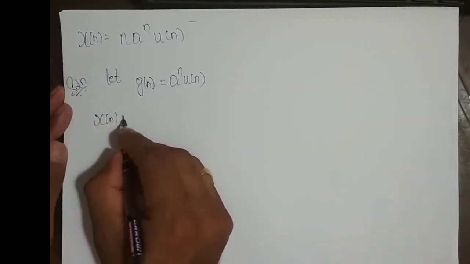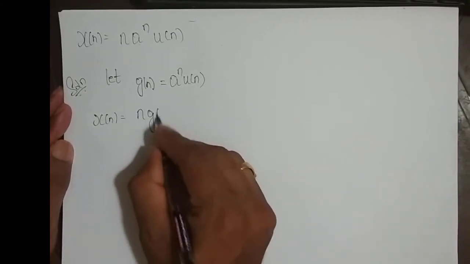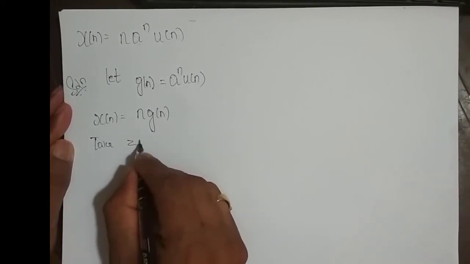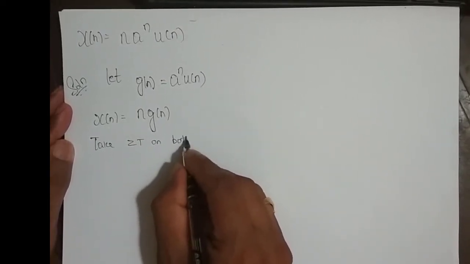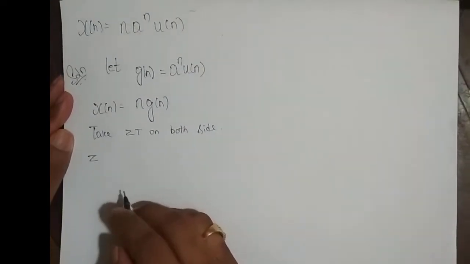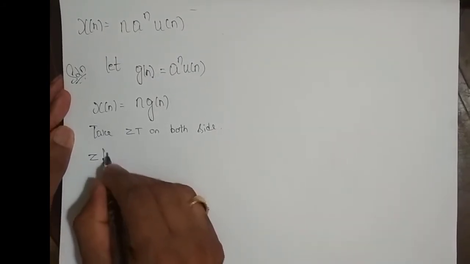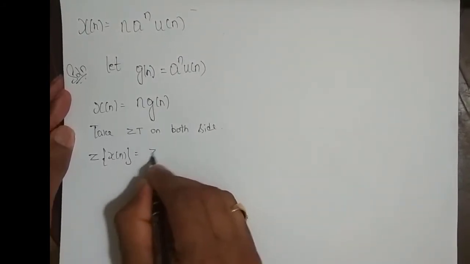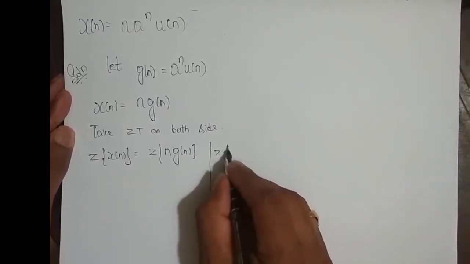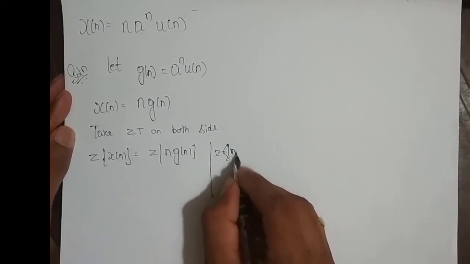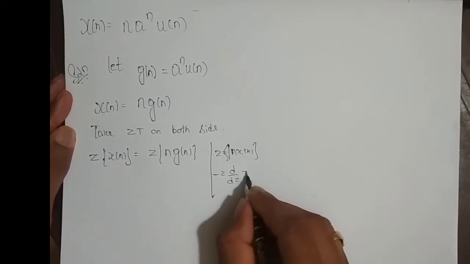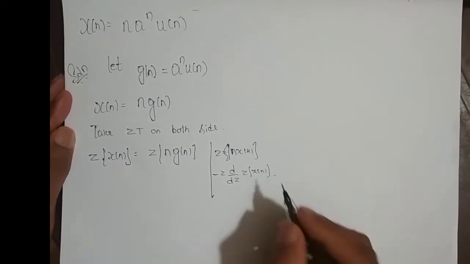X of n is equal to n into g of n, right? Now if I take Z transform on both side, what do I get? Z transform of x of n is equal to Z transform of n into g of n, right? Now what is the Z transform of n into x of n? This is nothing but minus z into d by dz of Z transform of x of n, right? So multiplication by n property.